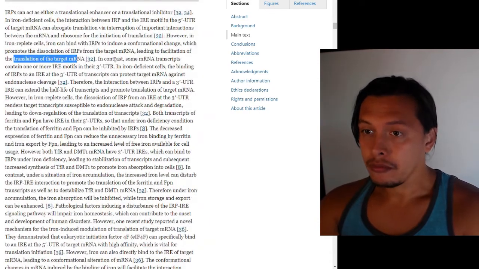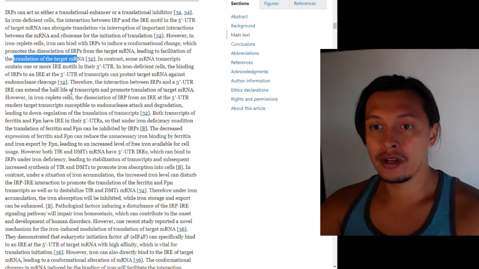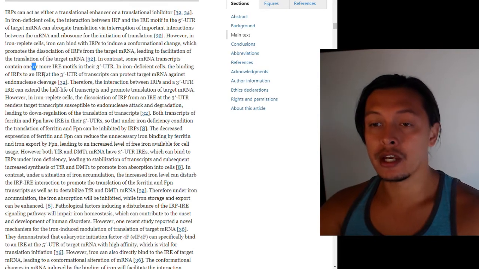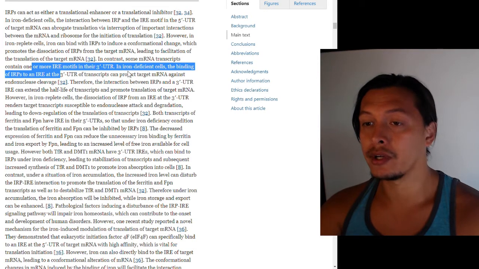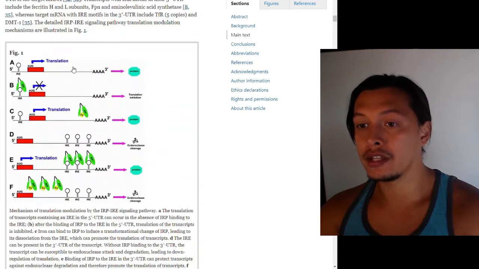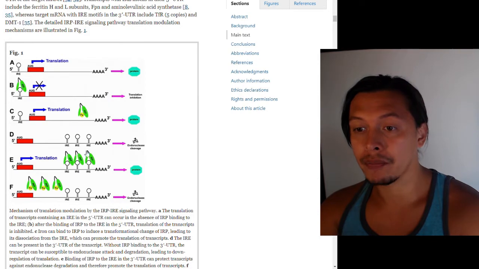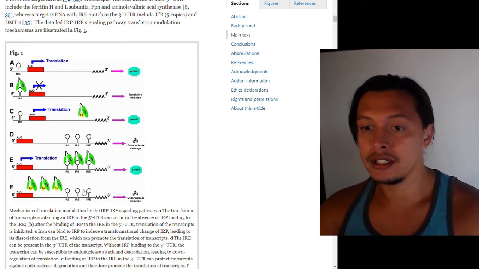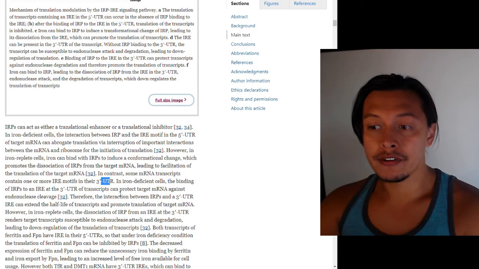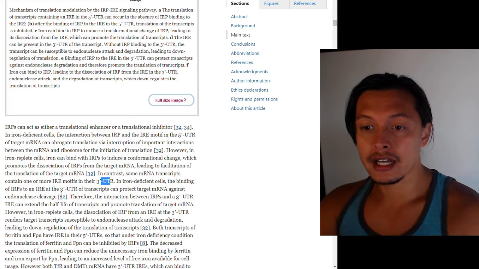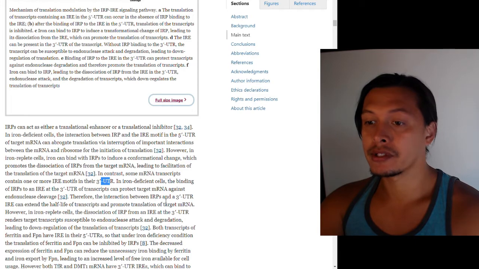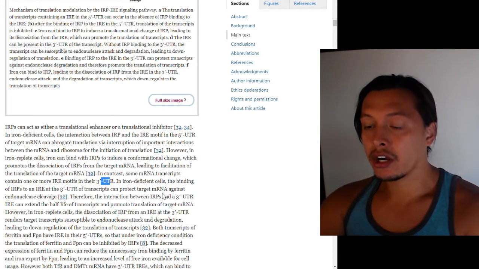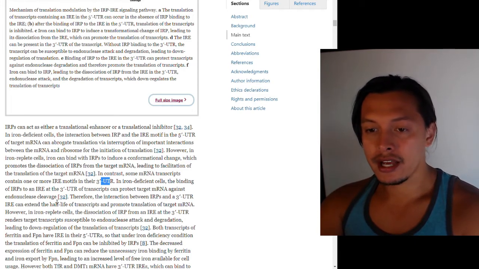So in contrast, some mRNA transcripts contain one or more iron response element motifs in their 3' untranslated region. So this is the 3' region over here, and this is what you can see in D, E, and F. So in iron deficient cells, the binding of IRP and IRE to an IRE at the 3' untranslated region of transcripts can protect target mRNA against endonuclease cleavage.